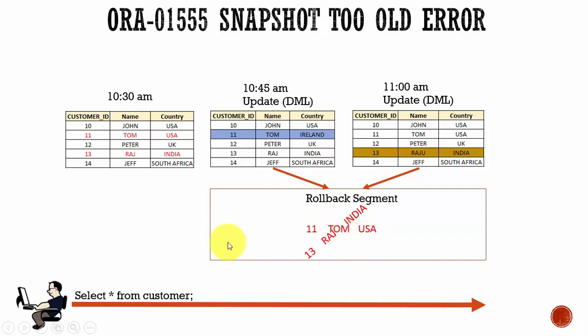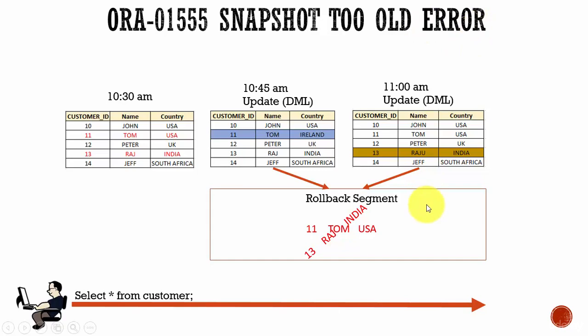Okay, but still the user is running the SQL statement. If this particular information is lost, what happens? Yes, you are thinking right. The user will get a ORA-01555 snapshot too old error.